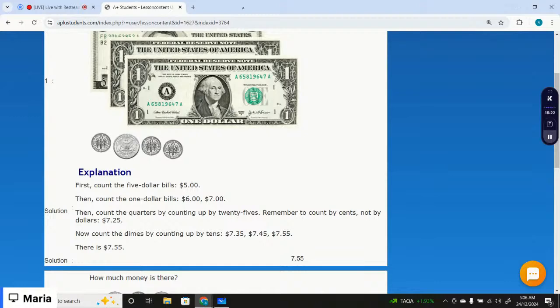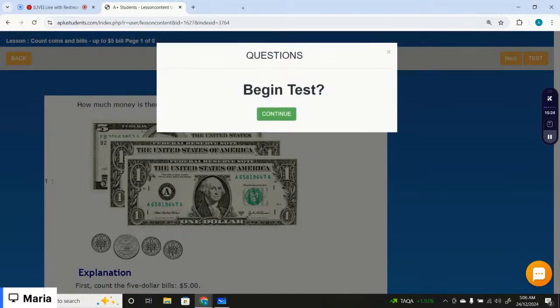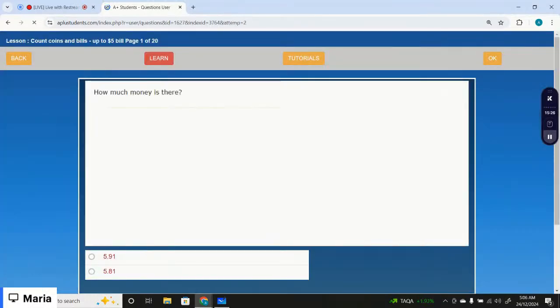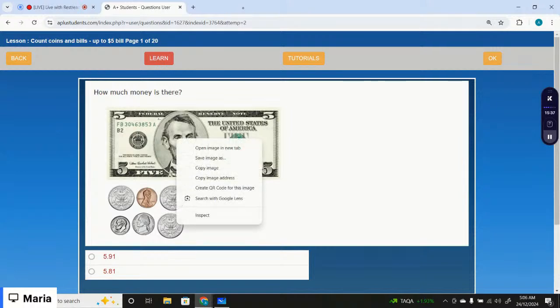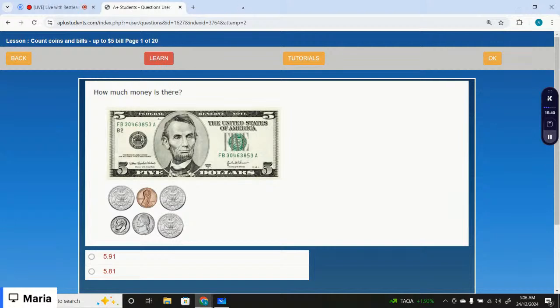Let's just start with the test questions. Okay, how much money is there? You have a $5 bill and you have one, two, and three quarters. You can count the quarters by 25s, right? So 25, 25, and 25 makes 75. Then you have two of the dimes. You can count the dimes by tens. So 5.75, 5.85.